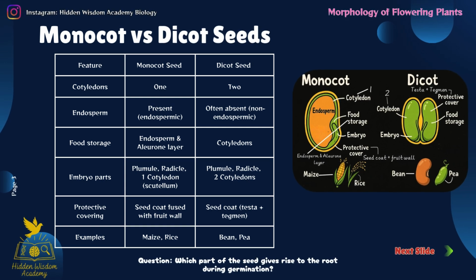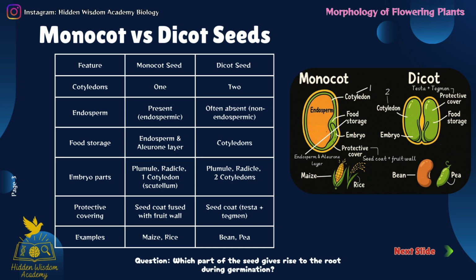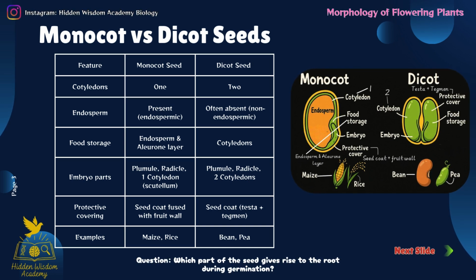Now, let's talk about types of seeds. Seeds are of two types, dicot and monocot. Dicot seeds, like beans and peas, have two cotyledons. They are usually non-endospermic, so food is stored in the cotyledons. Monocot seeds, like maize and rice, have one cotyledon called the scutellum. They are mostly endospermic, with food stored in the endosperm and aleurone layer. In dicots, the seed coat is separate, while in monocots, it is fused with the fruit wall.